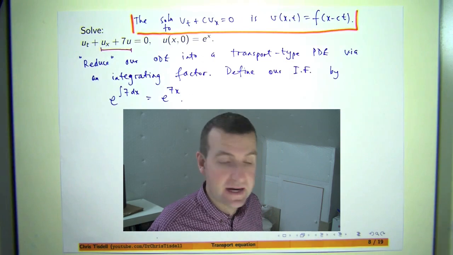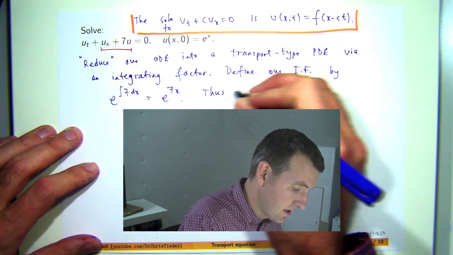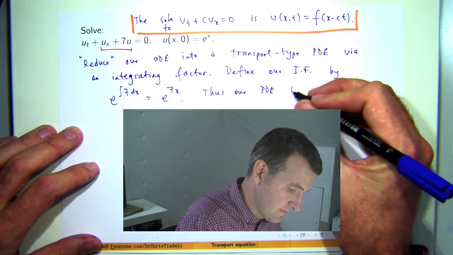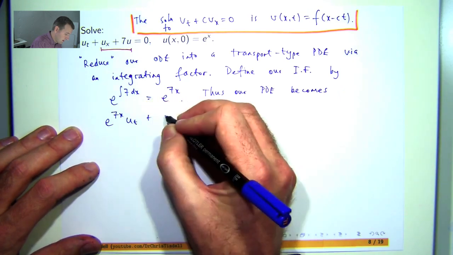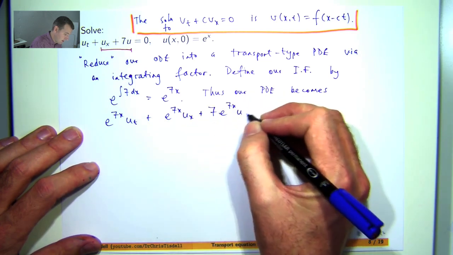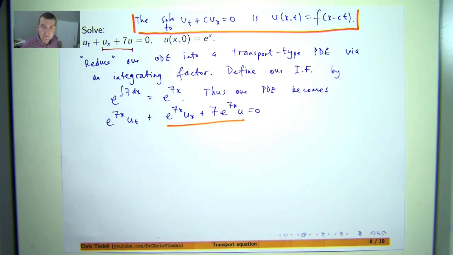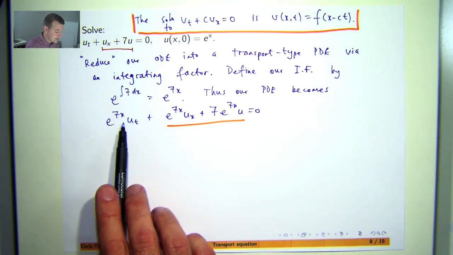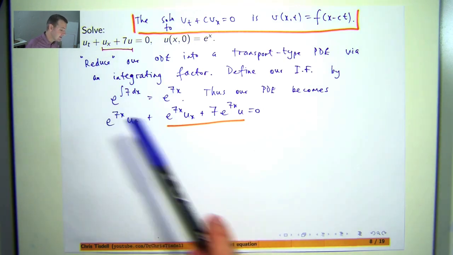Now if I take that integrating factor and multiply both sides of our PDE, I get the following. So we multiply both sides. Now this is just the partial derivative with respect to x of the unknown function u times the integrating factor, and you can verify that by the product rule. And over here, this is the partial derivative with respect to t of u times e to the 7x. The key is the integrating factor doesn't depend on t.